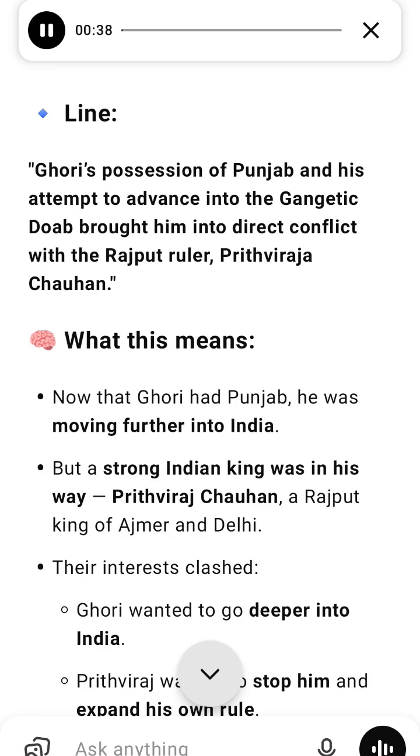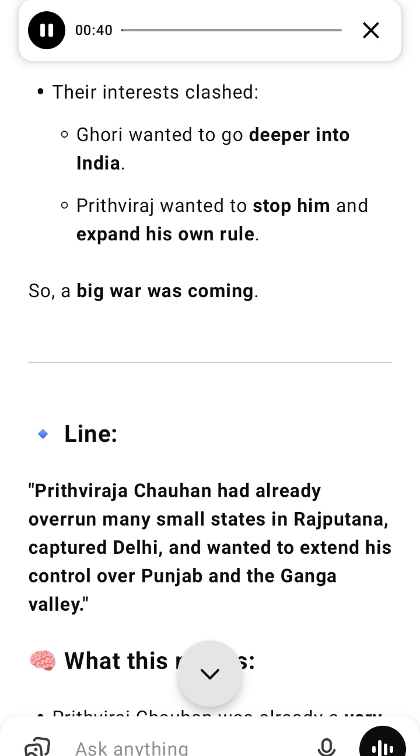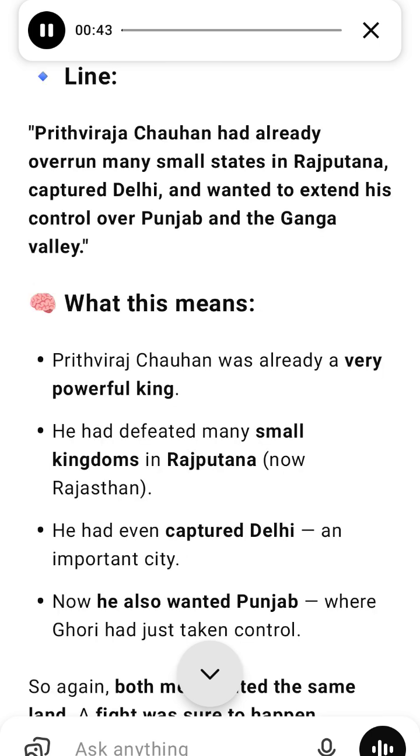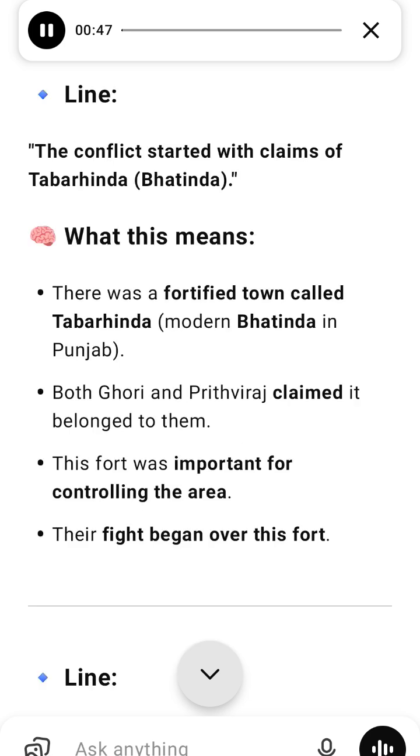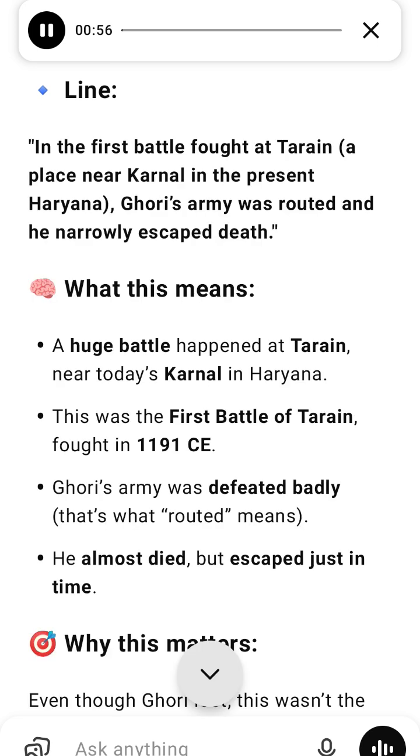This led to war. How did the war start? A dispute began over a fort called Tabar Hinda, modern-day Bathinda, in Punjab. Ghori attacked it first, and Prithviraj responded. The first battle happened in 1191 CE at a place called Tarain, near today's Karnal, in Haryana. Ghori brought his army to fight Prithviraj, but Prithviraj defeated Ghori badly. Ghori was almost killed, but escaped just in time.